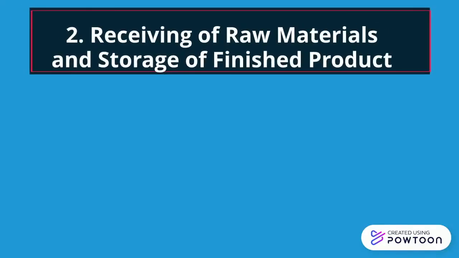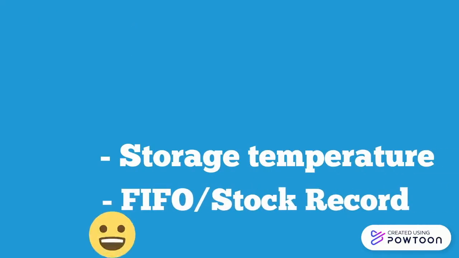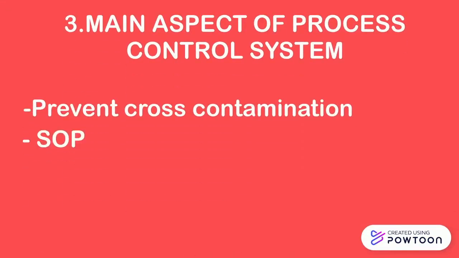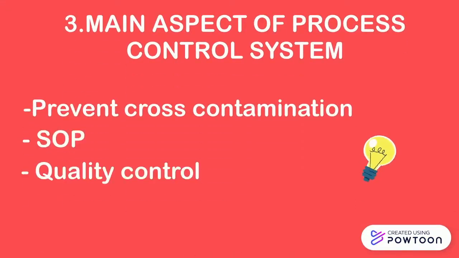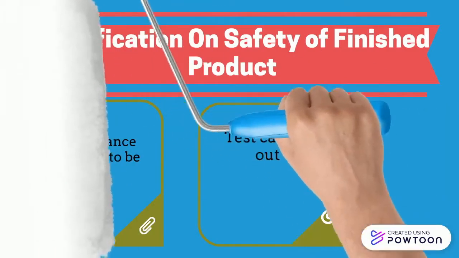Receiving of raw material and storage of finished product should have a storage temperature and first in, first out or FIFO. Main aspect of process control system. Control needed to prevent cross-contamination, processing done according to SOP, quality control aspect at every stage. They should ensure verification on safety of finished product, non-conformant product need to be separated. Also some tests are carried out.